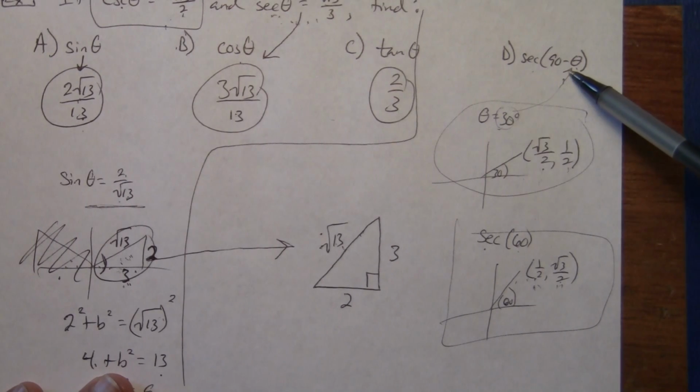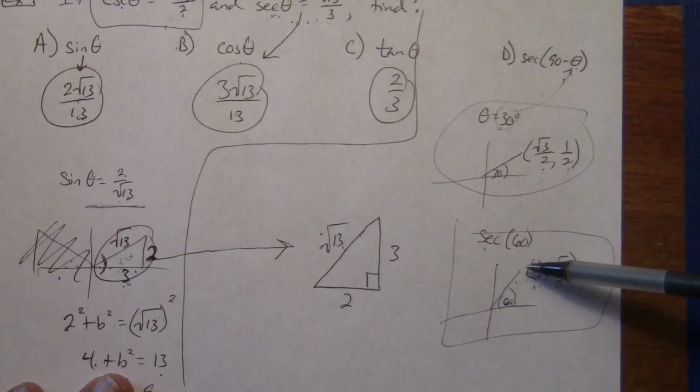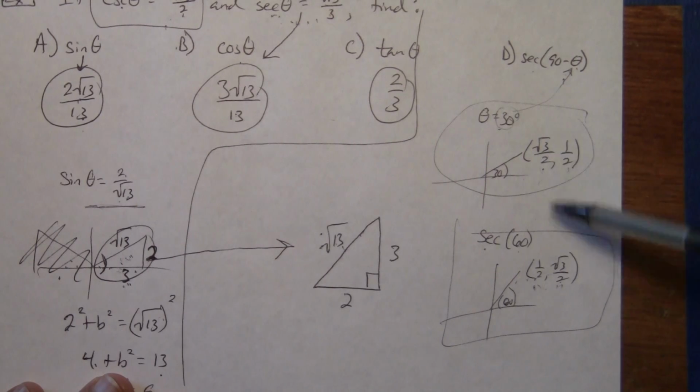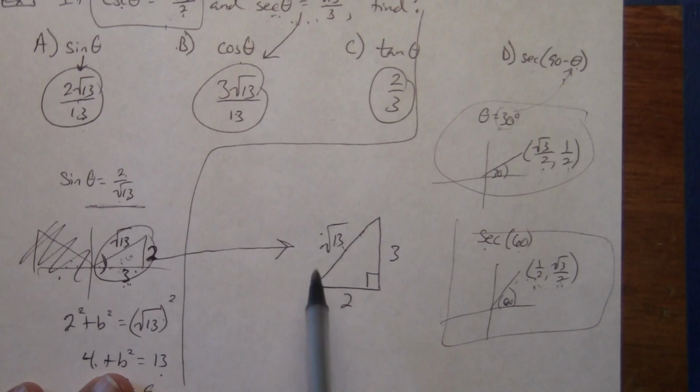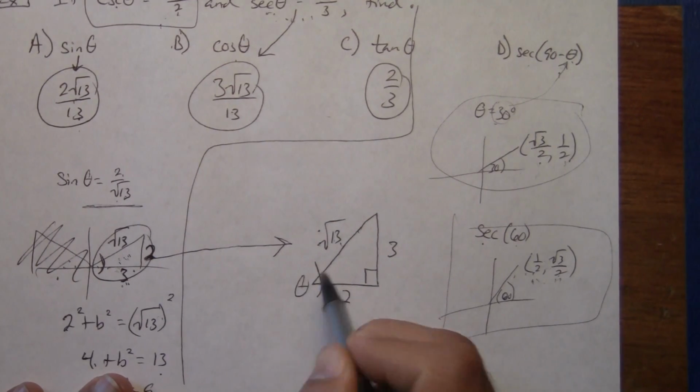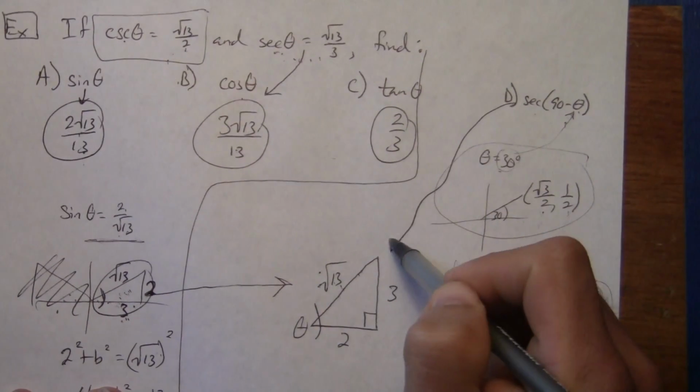I'm pretending that theta is 30. I'm plugging 30 in and then evaluating and noticing that the x and y values switch places. So I switch places on these x and y values. Now that I've got that triangle, there's my theta. Now I can finally answer the question.